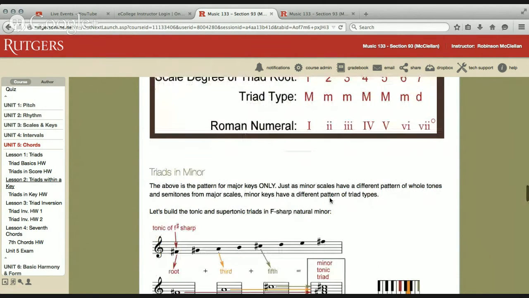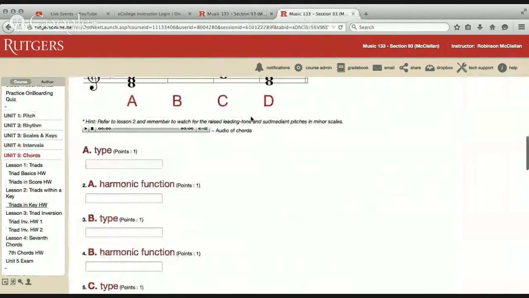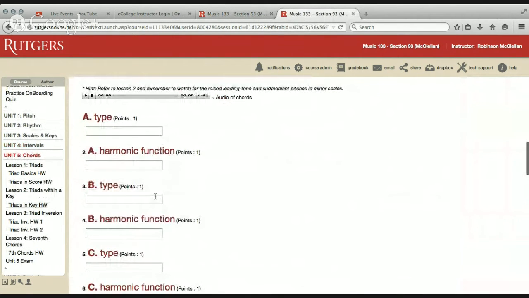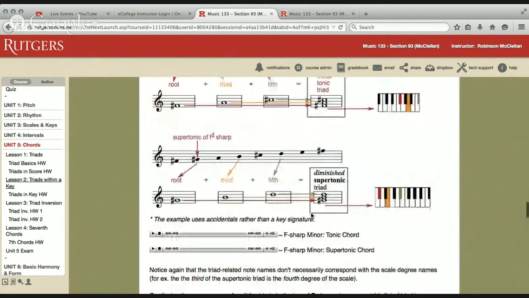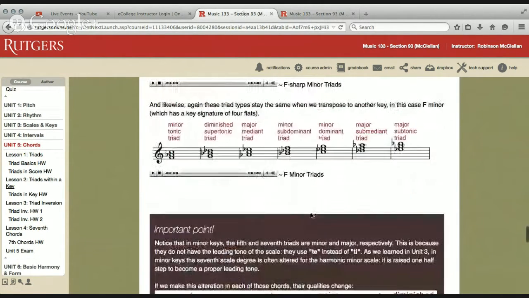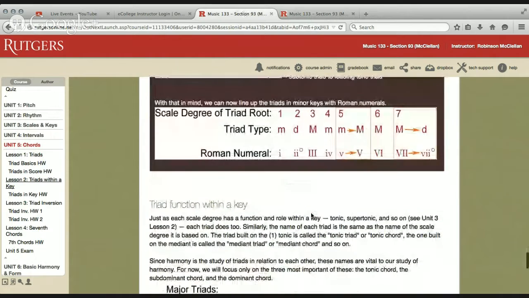Anybody want to add to that? Just one thing. I know there has been some confusion about the triad types in minor, especially the difference between subtonic and leading tone. Let me try to, I think that may be in this lesson. Keep talking, and I'll try to find it in the lesson.